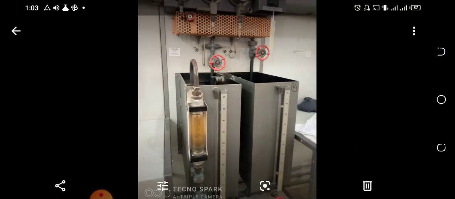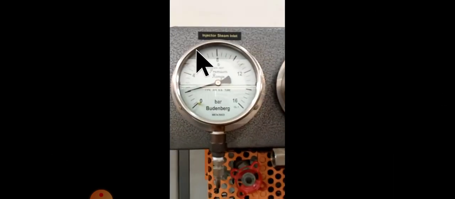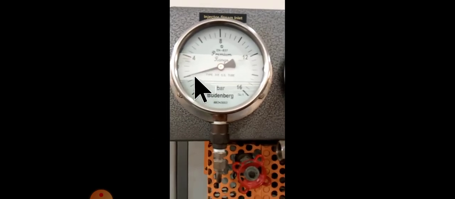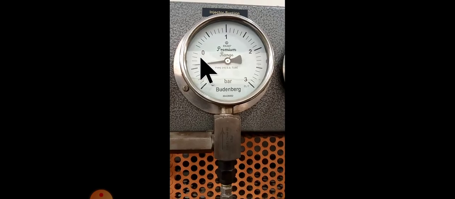Okay, so now we come towards the video. We have a video regarding it. The first pressure is the injector steam pressure. You can see that we have a 3 bar pressure. In this we have the injection pressure. Okay, this is zero pressure and this is minus 0.4 bar, and this is the delivery tank, and we have the delivery tank pressure. Yes, it's around 0.1 bar.